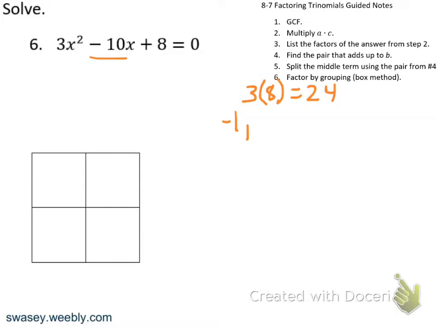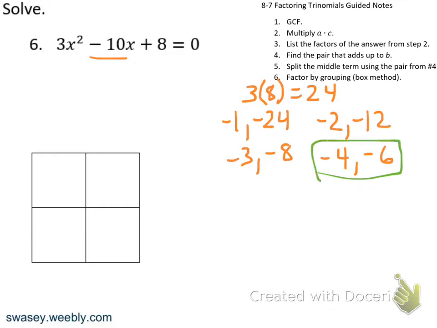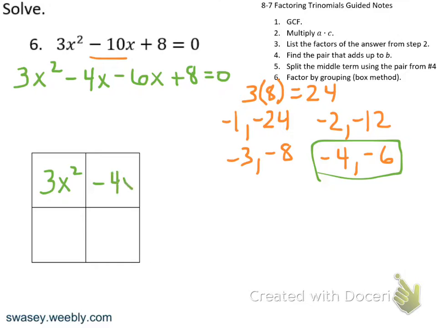So negative 1, negative 24. Negative 2, negative 12, negative 3, negative 8, and negative 4, negative 6. We're looking for the pair that adds up to negative 10, so that's the negative 4, negative 6. So split your middle into negative 4x, negative 6x. Left-hand side, we'll use the box method. Once you have 4 terms, you can do that.